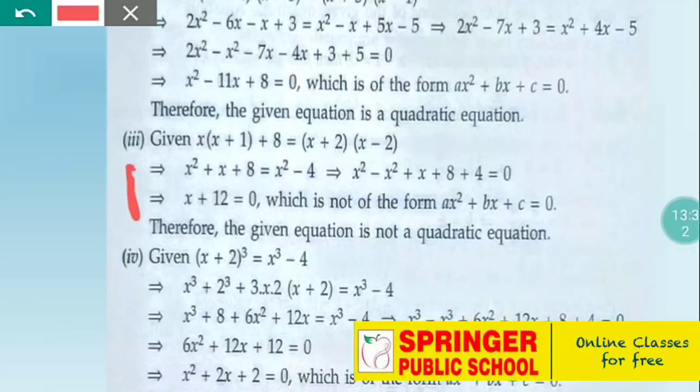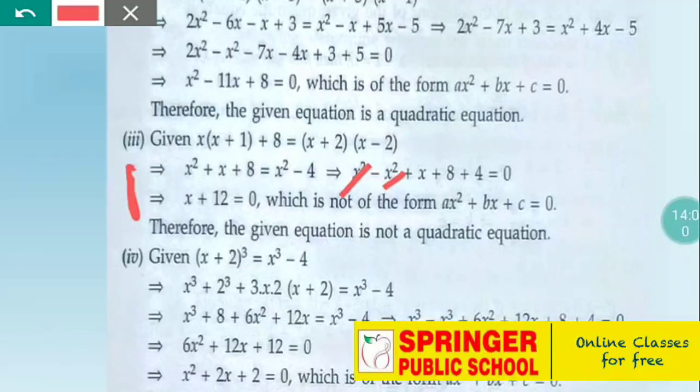Now we have to transpose it. So this x square and this x square will come on the left hand side. So x square minus x square plus x. We don't have any term of x on the second side, so plus x will remain. And plus 8 minus 4 will become plus 4. Now this x square and this x square will be cancelled out, and you are left with x plus 12 is equal to 0.